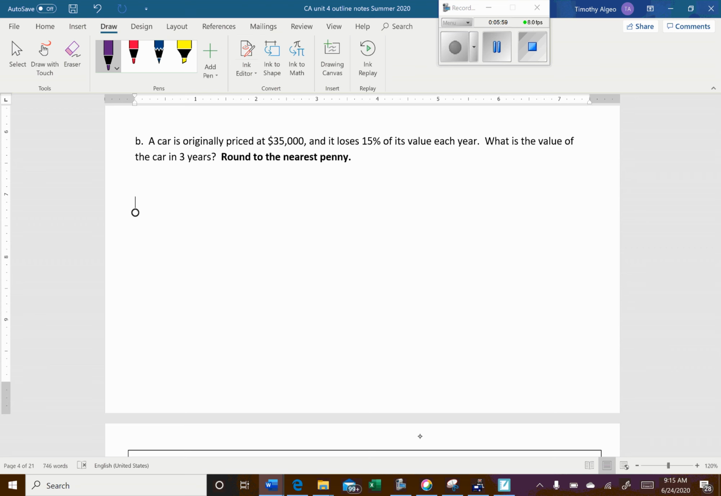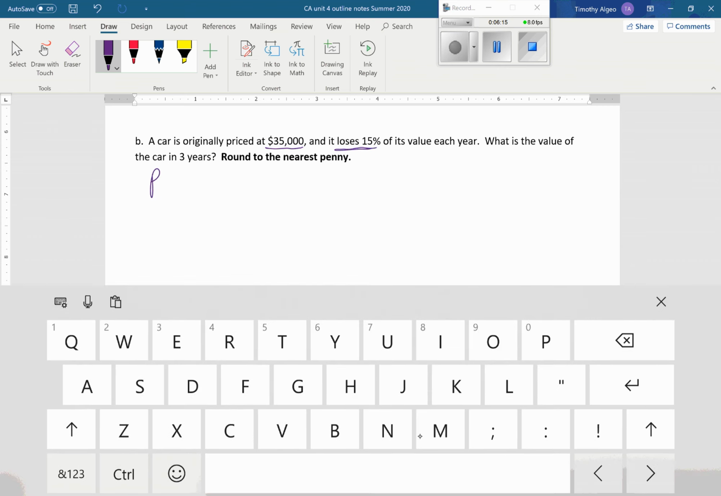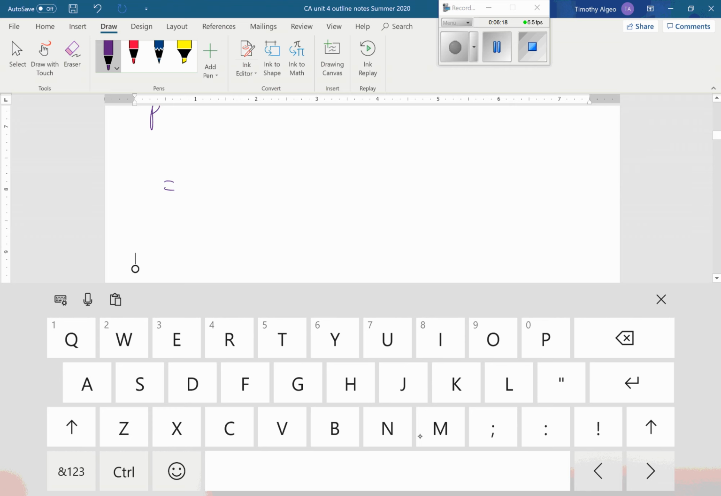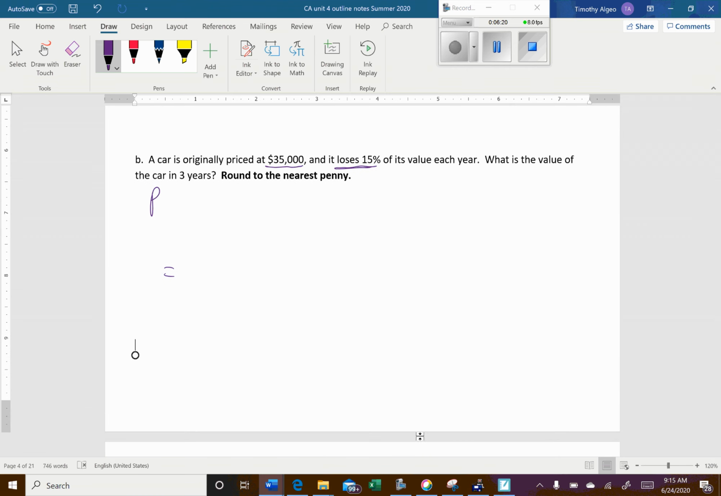Okay, so looking at this right here, it says the car is originally priced at $35,000. It loses 15%. So now we're doing the decay one. It loses 15% of its value each year. What is the value of the car in 3 years? So once again, the original value of the car is $35,000. Let's see, our rate is going to be 0.15.